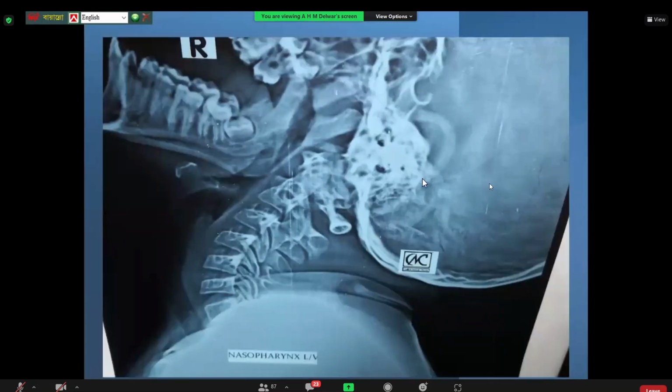This is a picture of the nasopharynx, lateral view. You see that this is the nasopharynx, almost completely filled with adenoid. There is some airway, but the nasal airway is absent. This airway is coming from the mouth. Anteriorly is the airway, and posteriorly there is the esophagus.